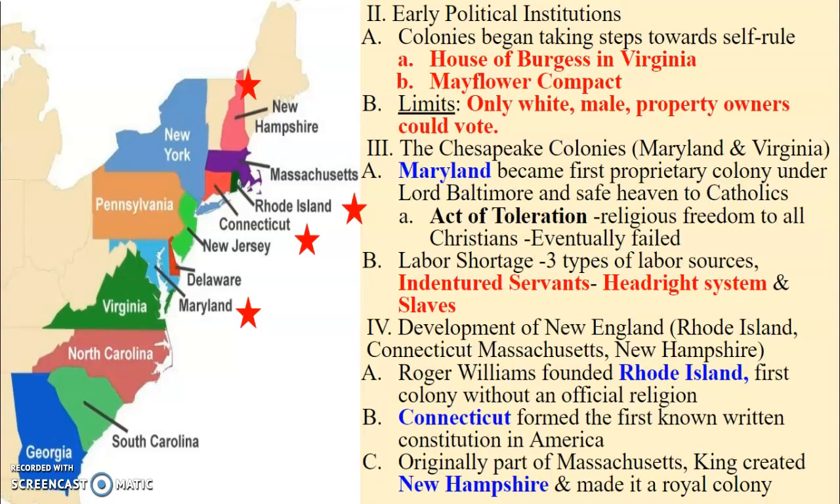New Hampshire was originally part of Massachusetts. But eventually the king split it up because, again, he wanted to make it a royal colony. He wanted to have more direct control, and if he made it a royal colony, it was directly under his control, and he could appoint a governor to control it that would do everything he said. So the reason New Hampshire exists is because it was split from Massachusetts.